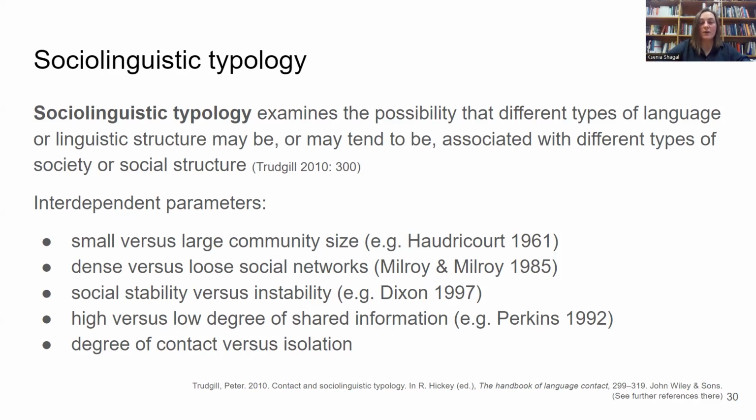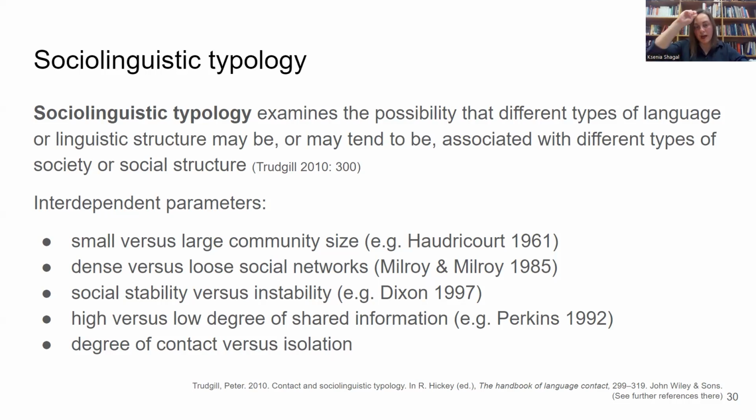So sociolinguistic typology generally examines the possibility that different types of language structure, so structural properties, may be associated with different types of society or social structure. So that means that we are not taking function or diachrony or physical environment as explanation, but we are looking into society and societal structure. And there have been some interdependent parameters proposed and discussed in earlier literature, like small versus large community size, dense versus loose social networks, social stability versus instability, and high versus low degree of shared information.